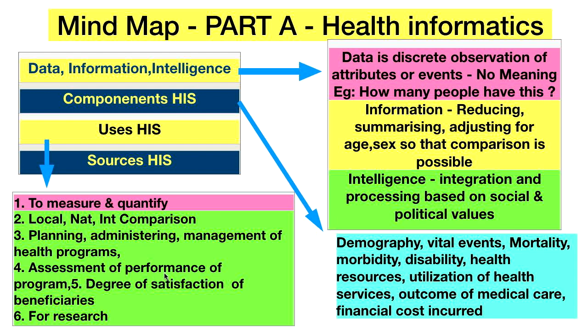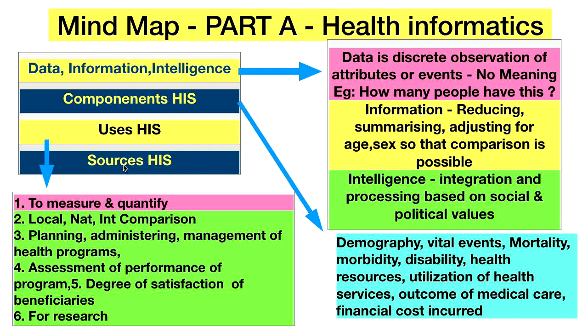Fourth is assessment of performance of the program. Suppose for a program we are implementing, the DOTS is being given, whether it is being properly implemented, whether the patients are getting benefited. Fifth thing, degree of satisfaction of the beneficiaries, and also for research purposes. The most important thing for data is for research, for further exploration of new knowledge. Definitely data is needed. What are the sources of information system?